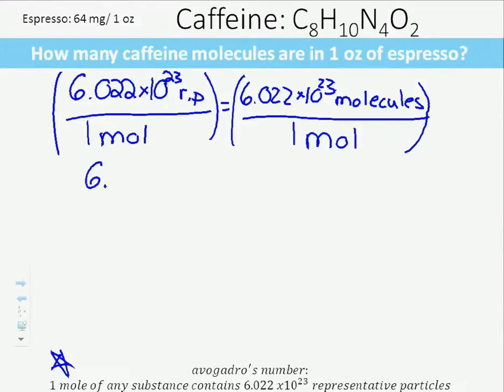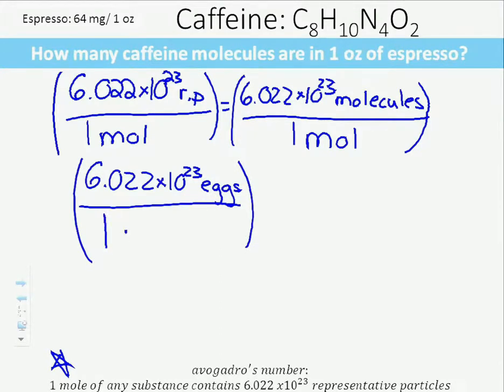You could put 6.022 times 10 to the 23rd eggs and 1 mole of eggs. Just notice that whatever's on top, eggs and eggs, needs to be on the bottom. So 1 mole of molecules contains 6.022 times 10 to the 23rd molecules.